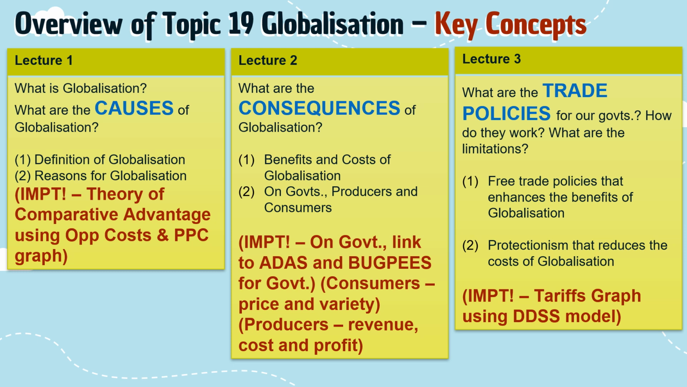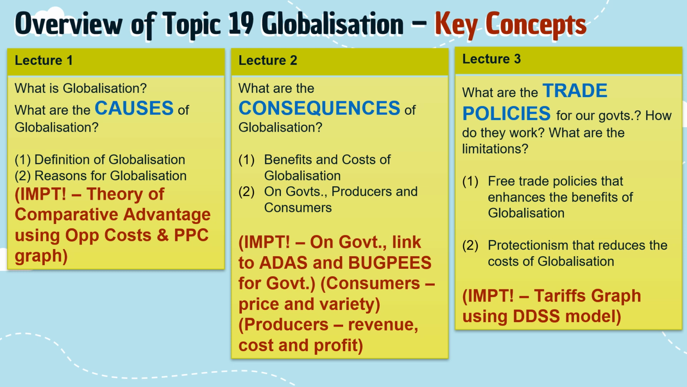Now, can I draw your attention to the key concepts to focus on for each lecture? The good news is these are relatively new concepts. This means they are not entirely new. They are built upon the past knowledge that you have. In lecture 1, under the reasons for globalization, one of the reasons is supported by a theory called the theory of comparative advantage. You have heard of this theory in your balance of trade topic before. And this theory is also built on your past knowledge of the PPC and the opportunity cost. So when you watch lecture 1, please make sure you have a clear understanding of this theory of comparative advantage.